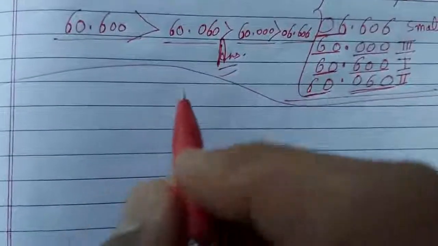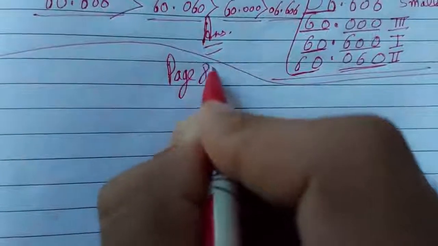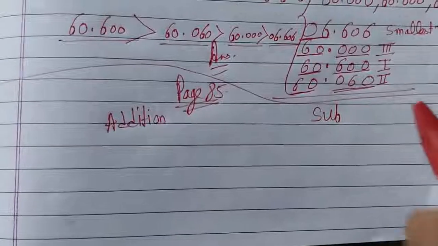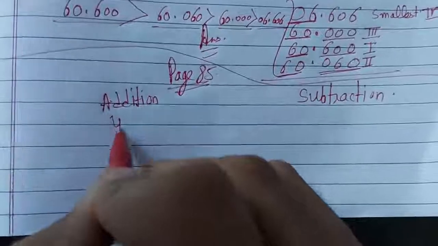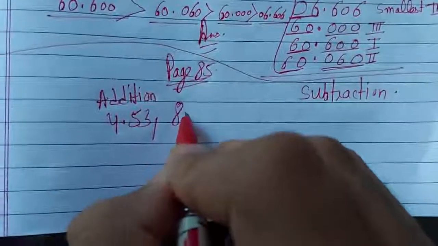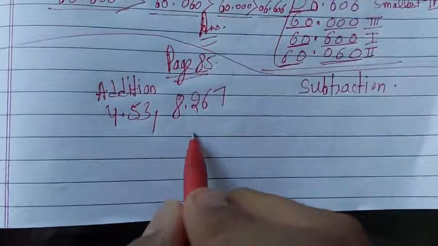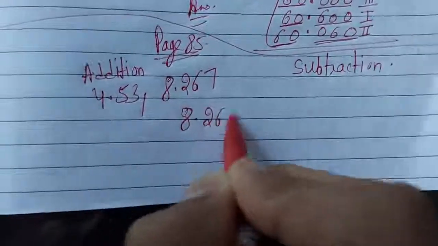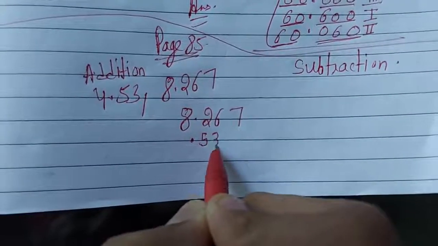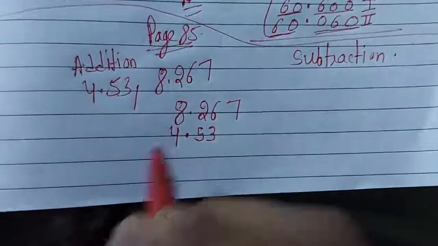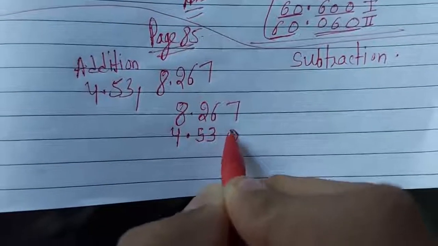And the next concept is on page number 85. There is addition of decimals. One part is of addition and one part is of subtraction. Suppose you have been given two decimals, like this. You know this is not a like decimal. Okay, write the first decimal, then write the second decimal, point below point, then the digits after the point, and then digits before the point. And where there is no digit, place 0.